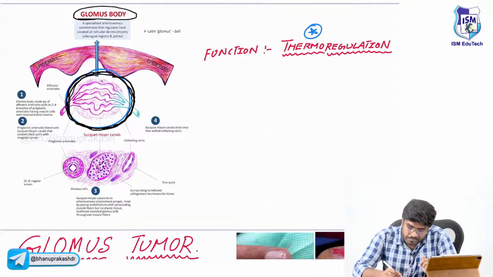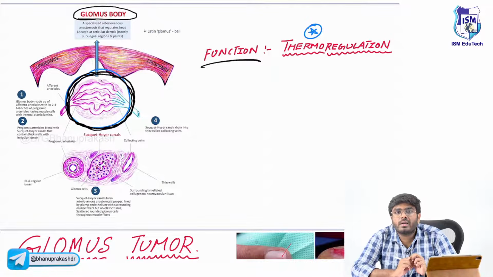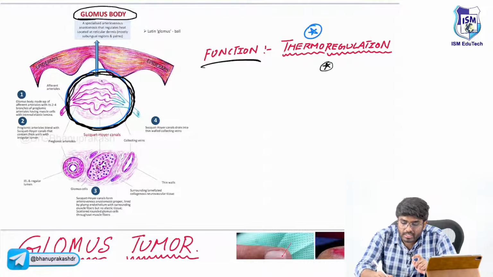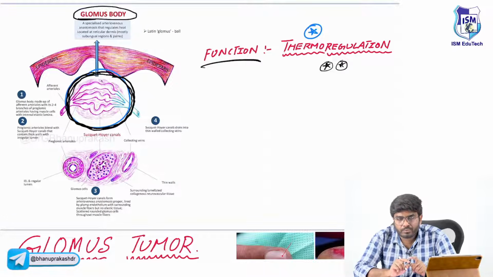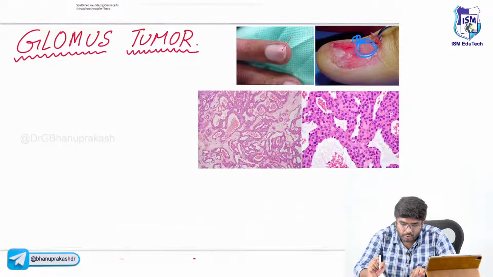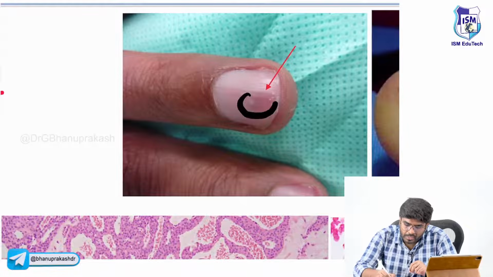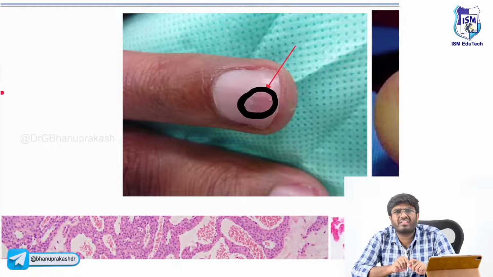If you have a tumor of this glomus body, then it is called glomangioma. What is the function of this glomus body? Thermoregulation, MCQ. Glomus body, thermoregulation. If you are having a tumor under your nail bed, it is a very painful tumor. That is called a glomangioma.